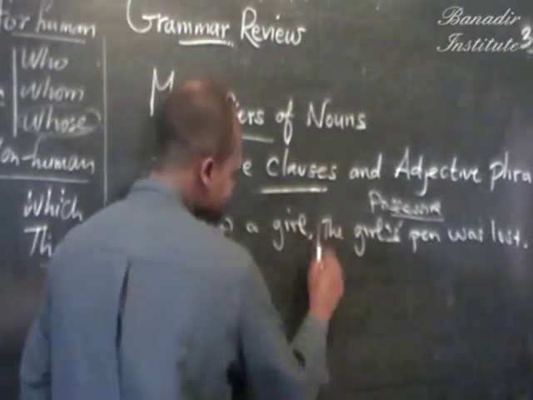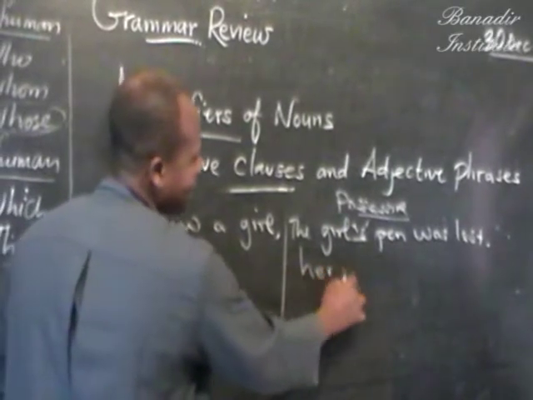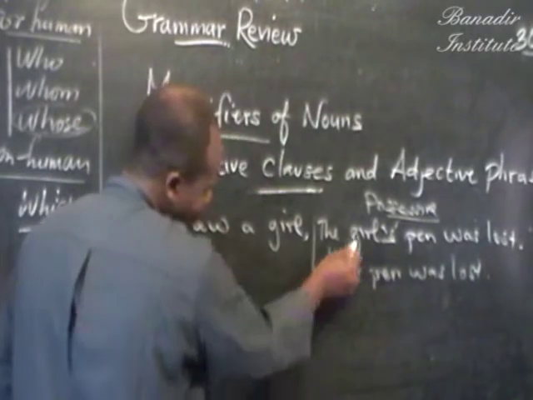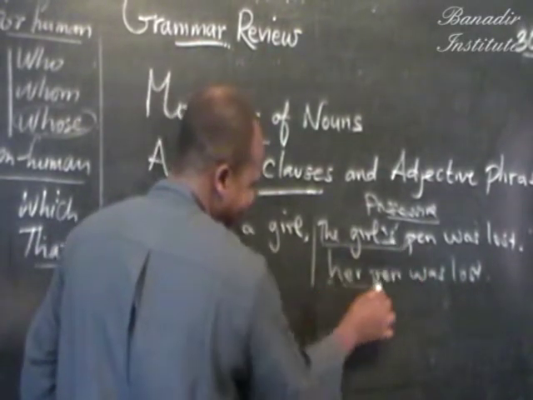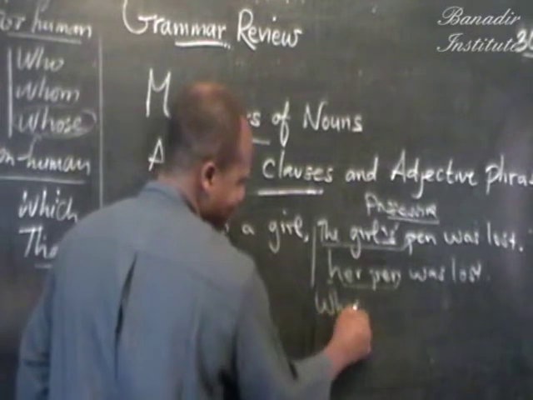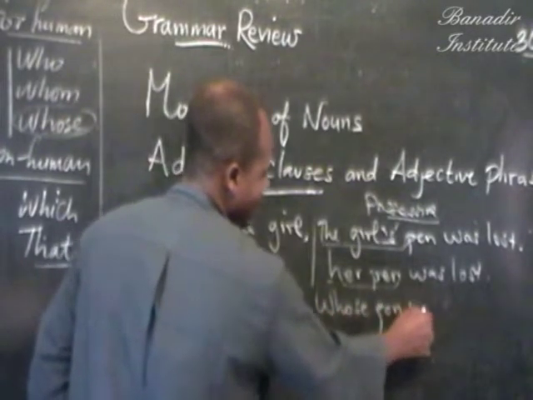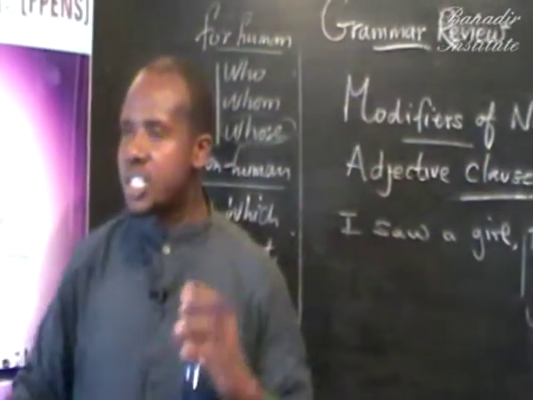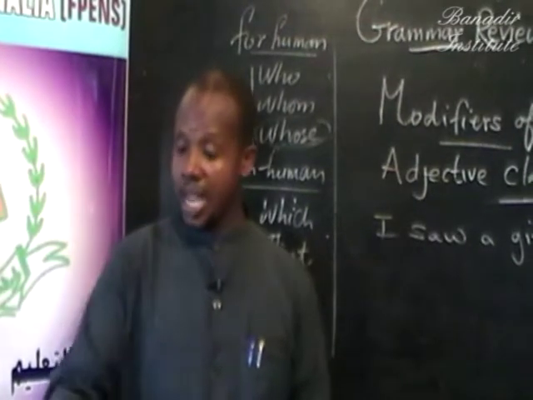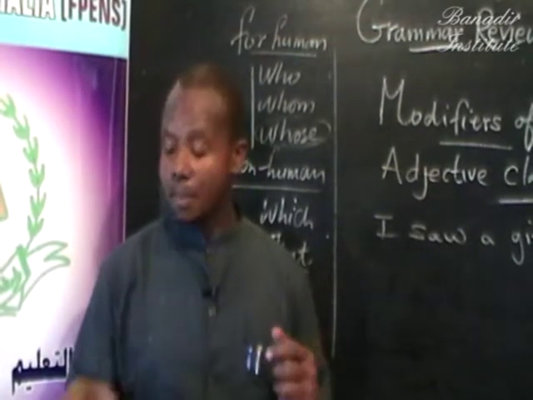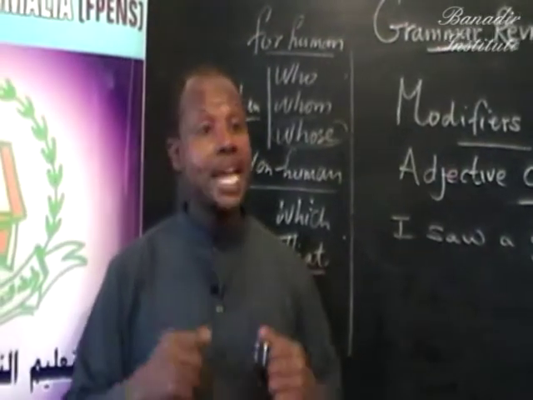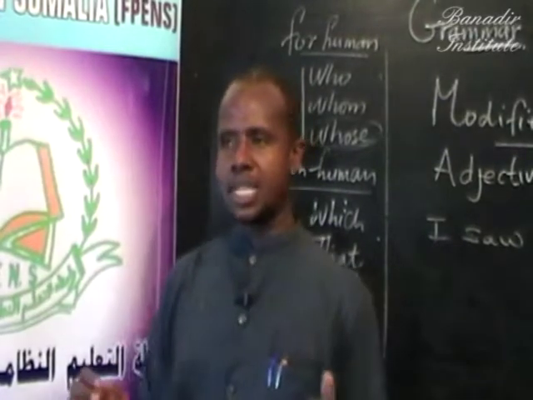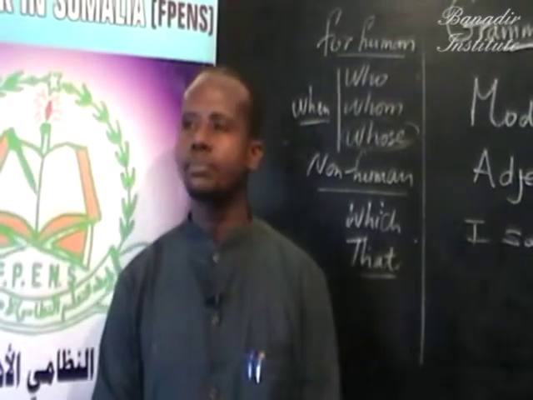So let me say once again, I saw a girl, her pen was lost. Is another example. So instead of saying the girl's pen or her pen, I will say whose pen. I saw a girl whose pen was lost. Whose pen was lost. Here then whose, it stands for possessive. So here I have my brother whose major was economics is a teacher.